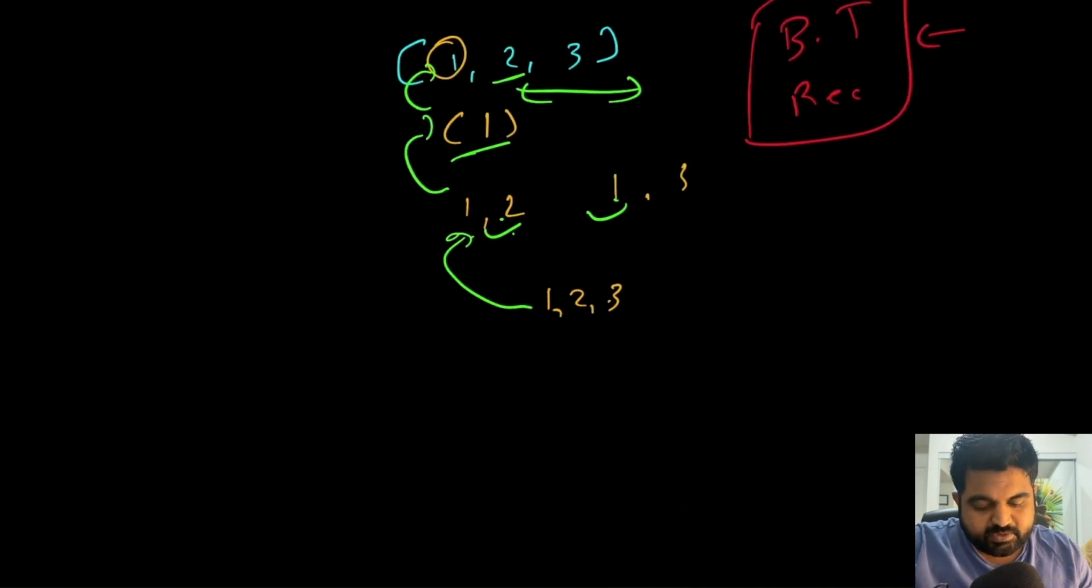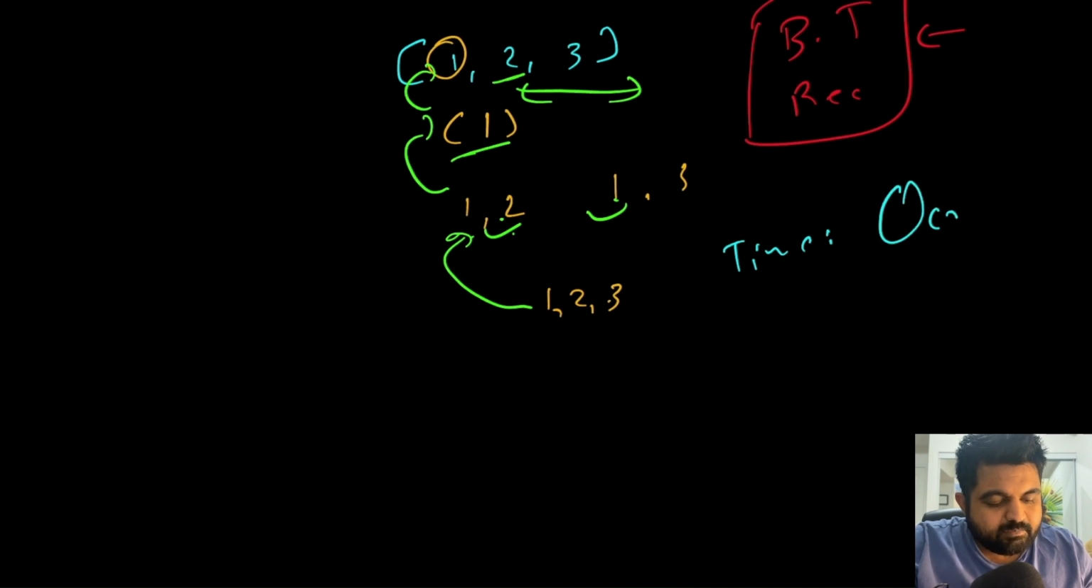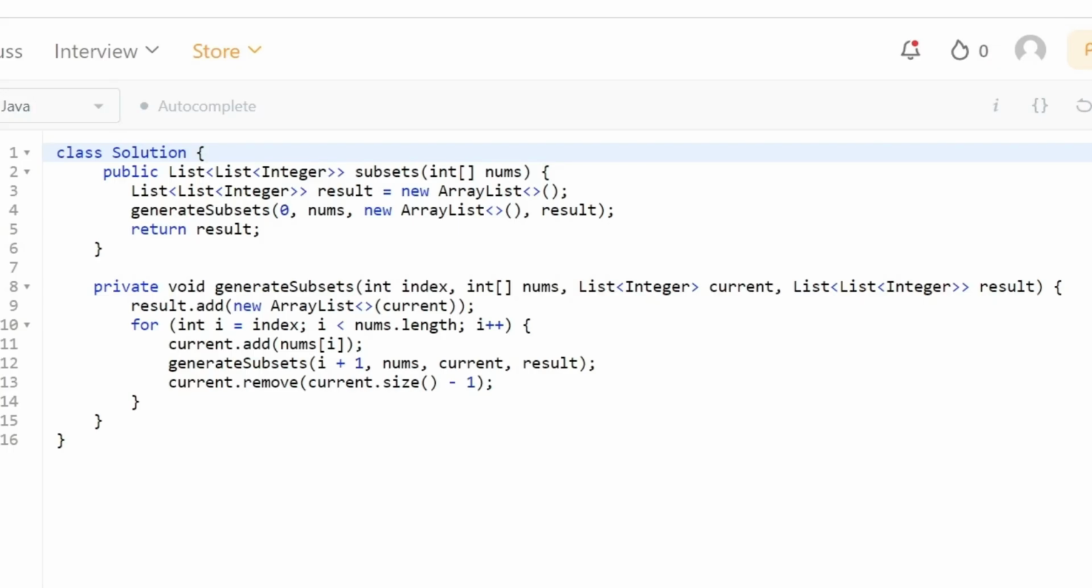We already know what is going to be the time complexity in this case. That is going to be big O of n multiplied by 2 to the power of n, because that is all the possibilities we will have to check. Now let's quickly see the coding solution. So the coding solution is quite straightforward.